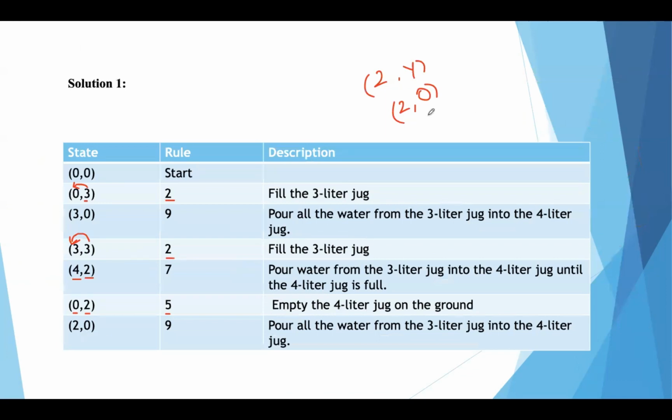Next, our final state. So this is our target, right? So we need to pour water from 3-liter jug to 4-liter jug. So this 3-liter jug is already having 2 liters of water. If you pour it into 4-liter, you will get 2 comma 0. So this is our final state.